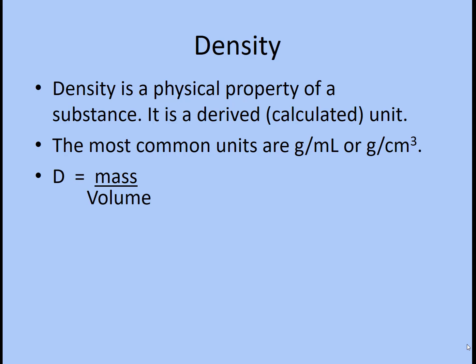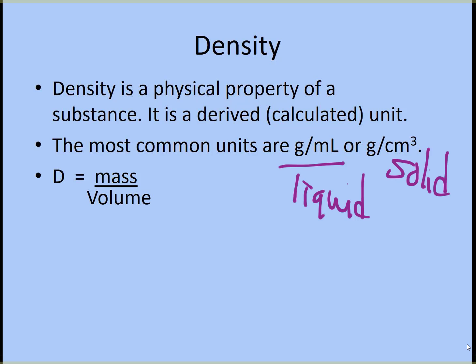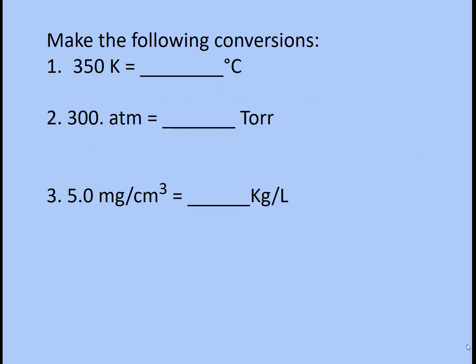Density is also a derived unit, and a derived unit is a calculated unit. And usually for liquids, you get milliliters, and for solids, you get cubic centimeters. And it's figured out the same way, mass over volume. And so a lot of people memorize this by this broken heart. There's my M, there's my V. And I remember mountains over valleys. So that's another way to remember the density formula. So let's do a few conversions here together.